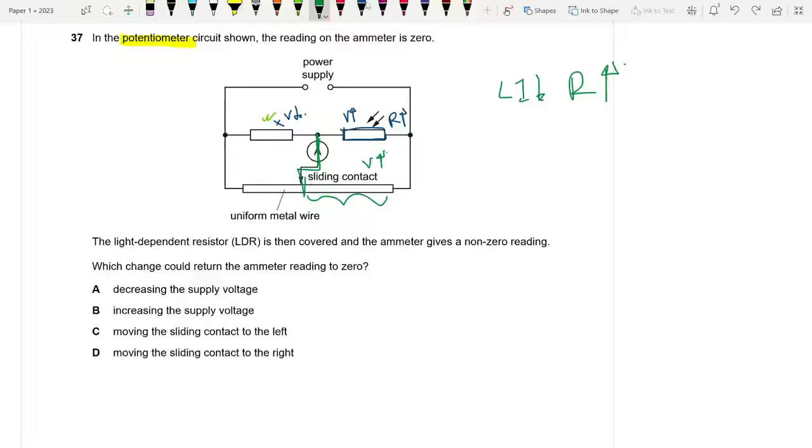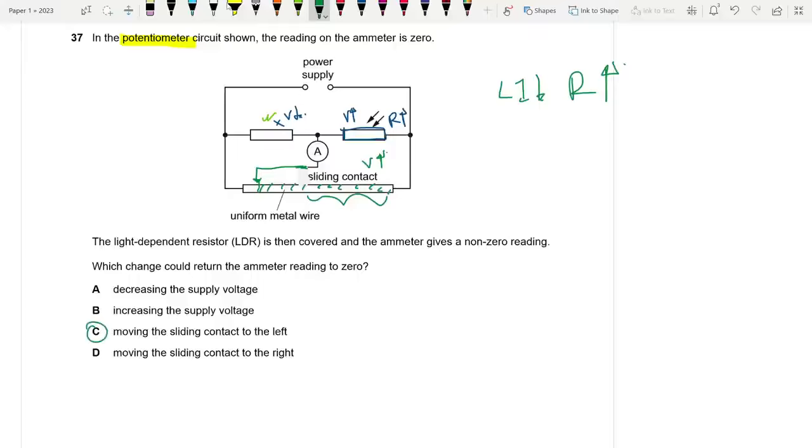So how can I increase the voltage of this section over here? I just need to increase the length, right? So what can I do? I can just move the sliding contact a bit to the left over here, somewhere over here. As a result, this section is longer now and it will have more voltage to match this. So I need to move the sliding contact to the left hand side if I want to fix this.